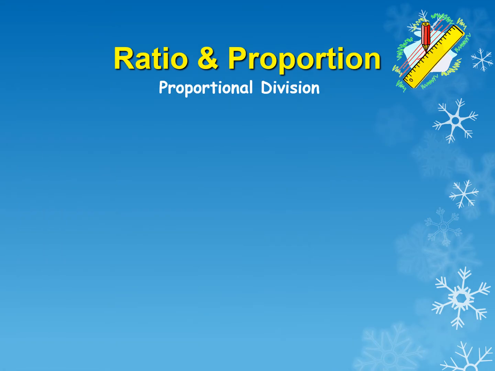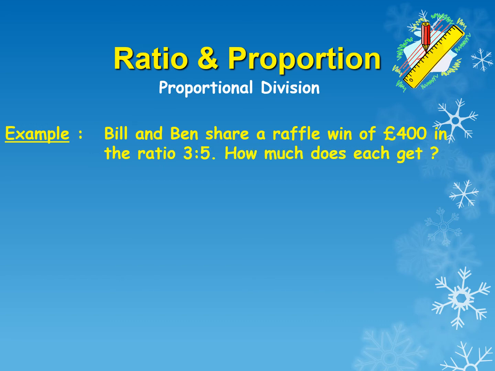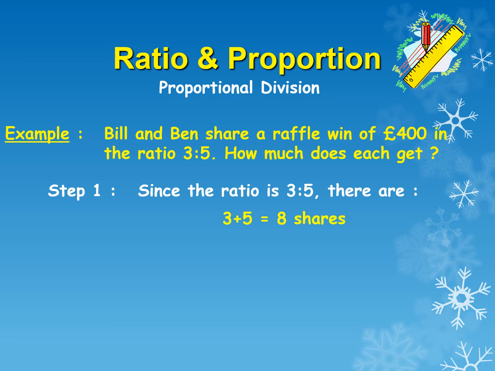Now let's move on to proportional division. Bill and Ben share a raffle win of 400 pounds in the ratio 3 is to 5. How much does each get? Step 1. Since the ratio is 3 is to 5, we are going to add 3 plus 5, so we have 8 shares. From the 8 shares, we are going to divide it from 400. So 400 divided by 8 equals 50.